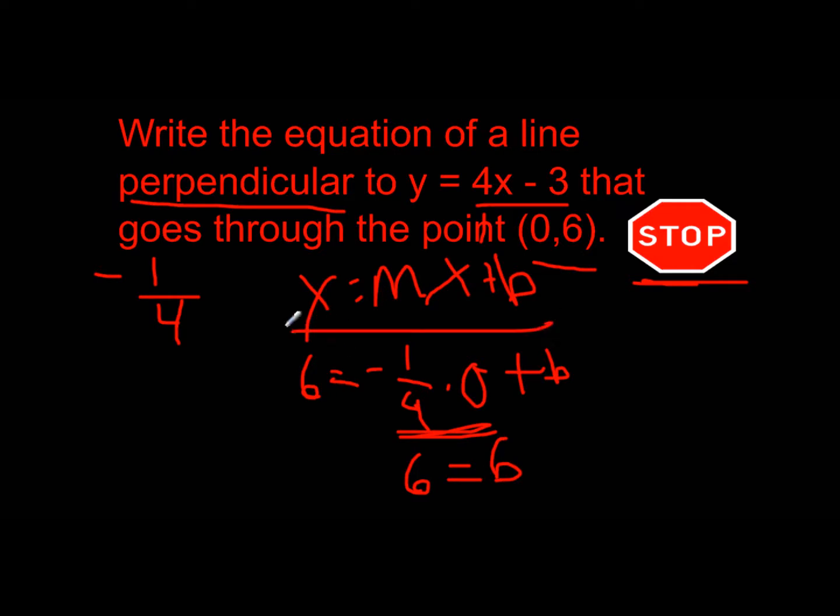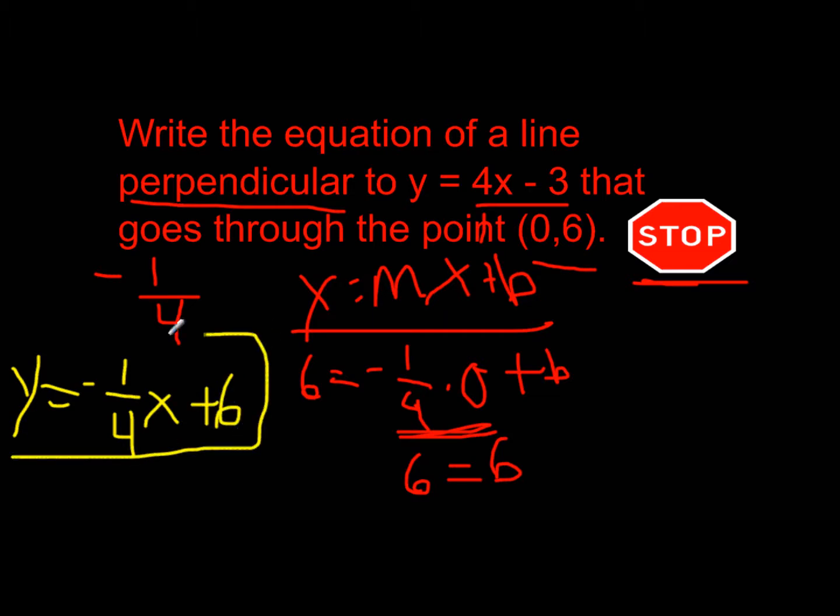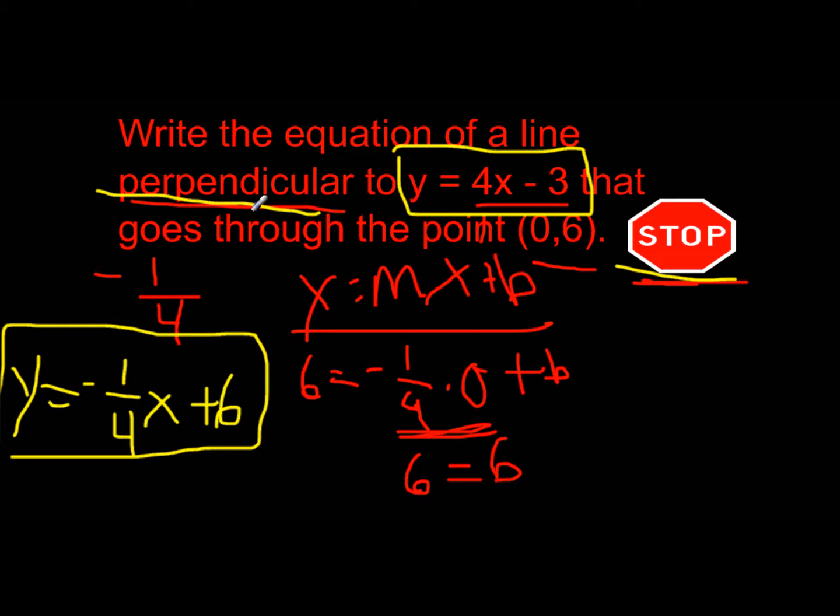So now I can go back and write my whole equation. I'm going to get y equals negative 1/4 x plus 6. And I know that this equation is of a line that's perpendicular to the line y equals 4x minus 3. Pretty sweet. Stop, take the negative reciprocal when asked about a perpendicular line.